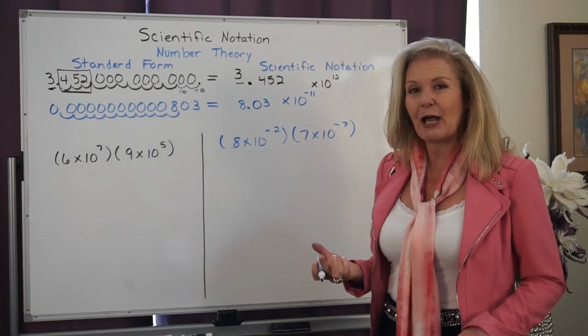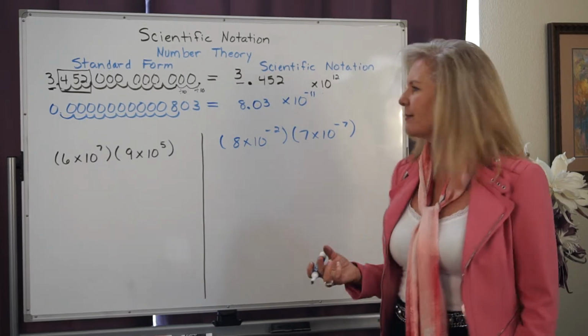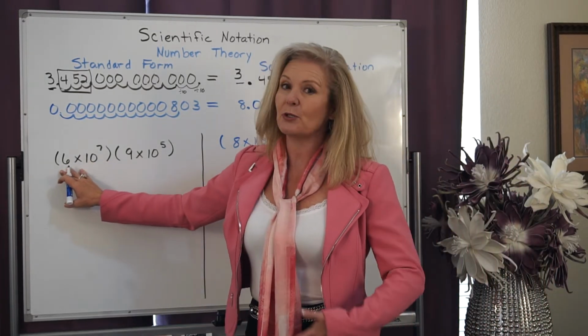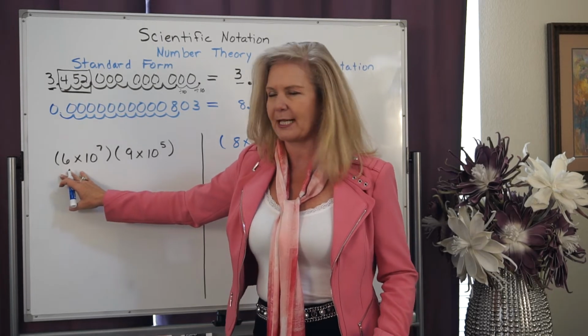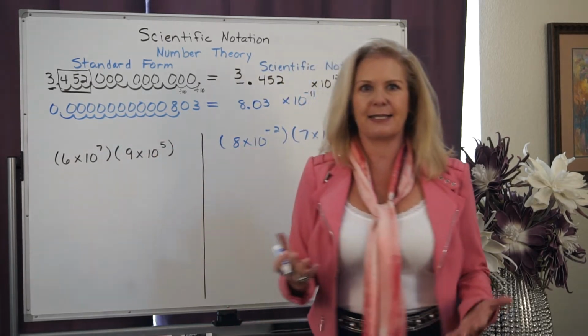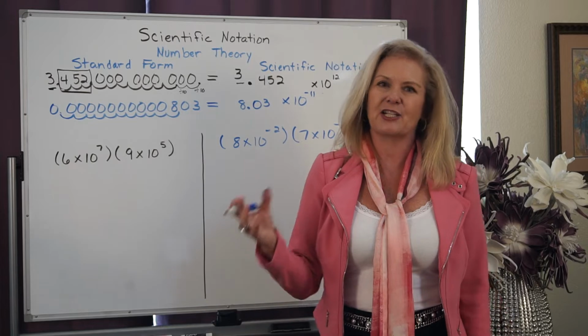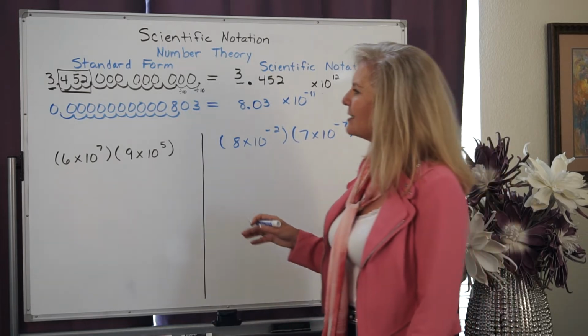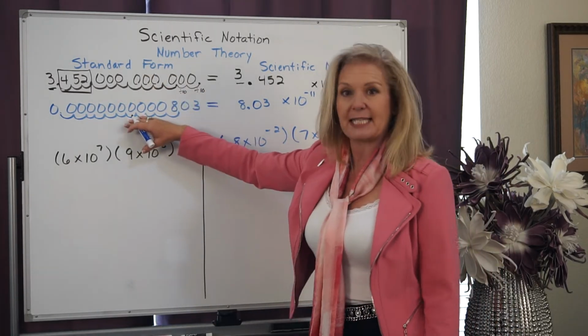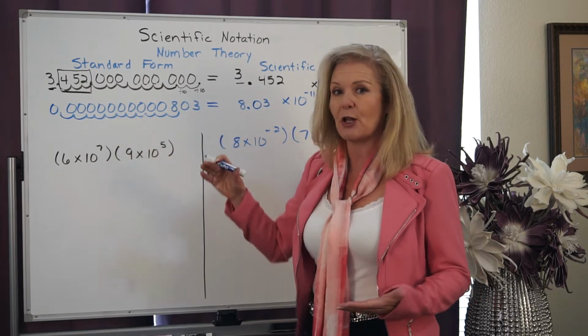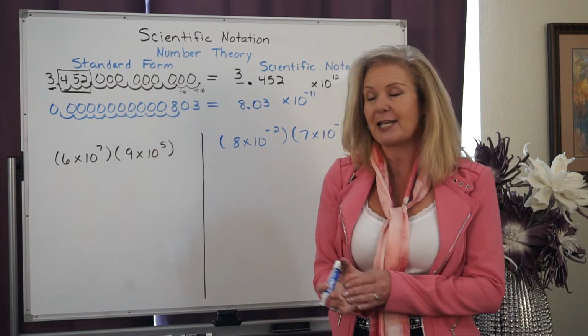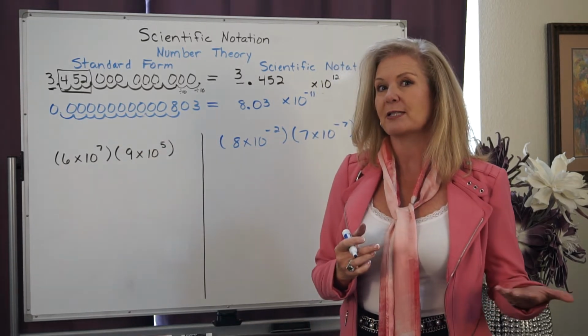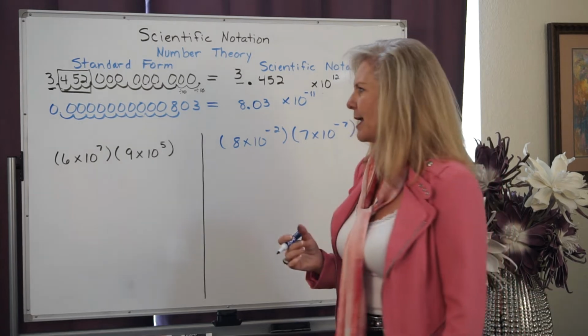Now, how does that help us actually when we're doing our math? Well, sometimes I want to multiply really, really huge numbers together, and there would be a lot of zeros, and it would take forever for me to actually calculate it. So what I do is I change any of these enormous numbers or small numbers into scientific notation, and then I can use my rules of exponents to help me multiply them.